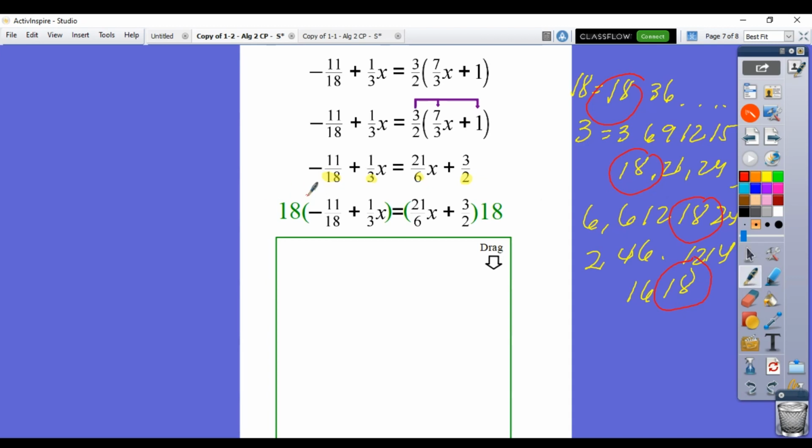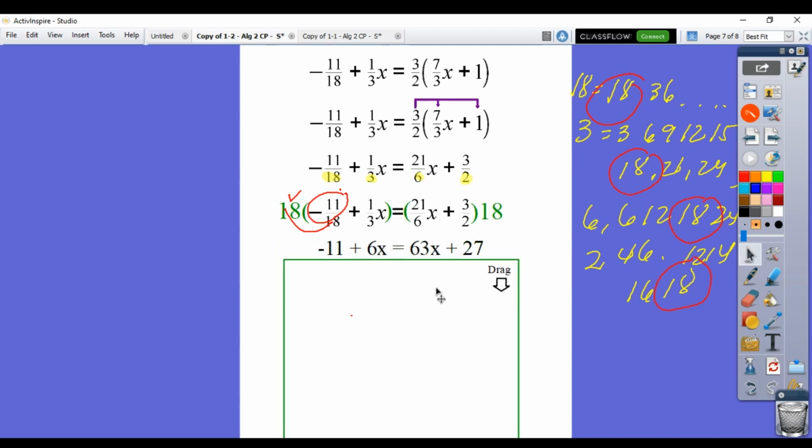For me, if I'm not using a calculator, 18 times negative 11 over 18, I will always divide first by the denominator. 18 divided by 18 is 1, times negative 11. The answer here is negative 11. Let's see. I'm right. There you go.